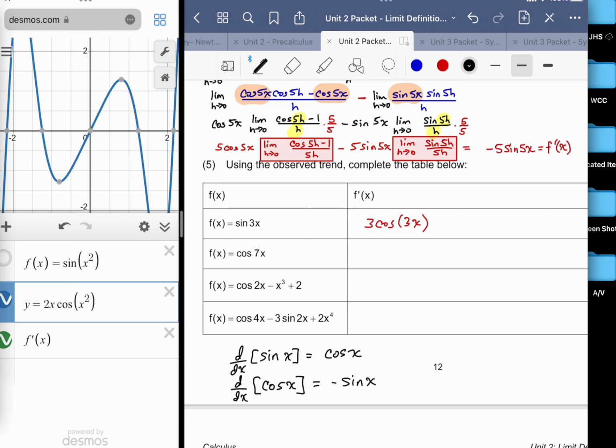So if I know that framework, if I know the framework is negative sine of x, then all I'd have to do is pop in the new argument, 7x, and multiply by the derivative of that 7x. The derivative of 7x is what? 7. And now we have it.